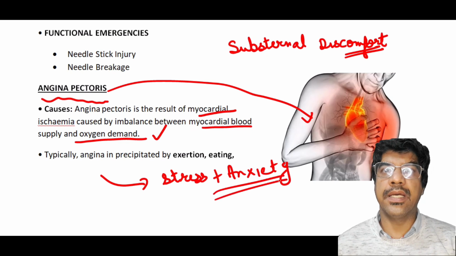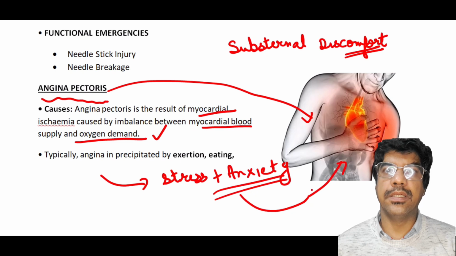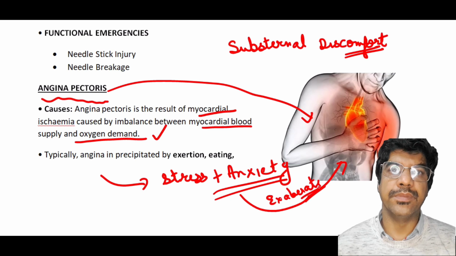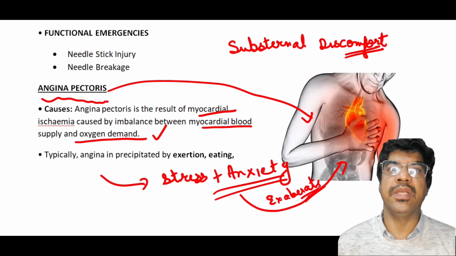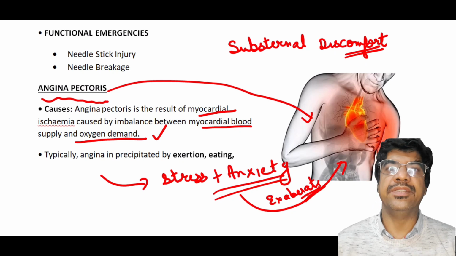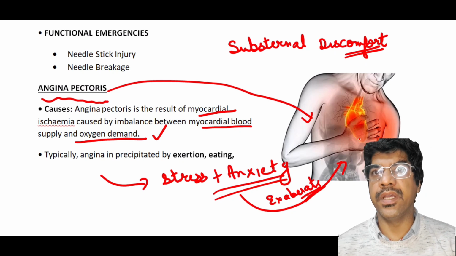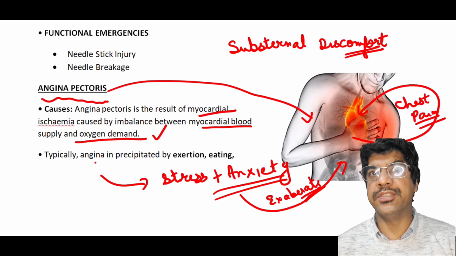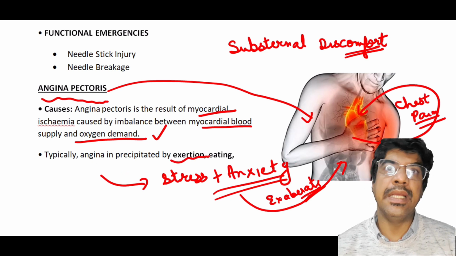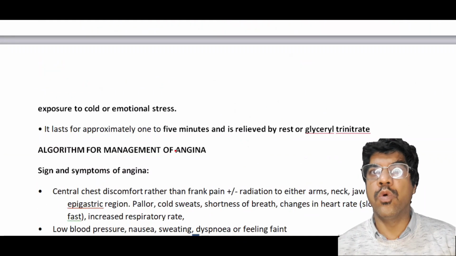So that will trigger or exacerbate the angina symptoms. There could be increased heart rate and increased blood pressure during the dental extraction, which may lead to an imbalance between the heart's oxygen demand and its supply. So that would cause severe chest pain. Typically angina is precipitated by exertion, eating, exposure to cold or any emotional stress.